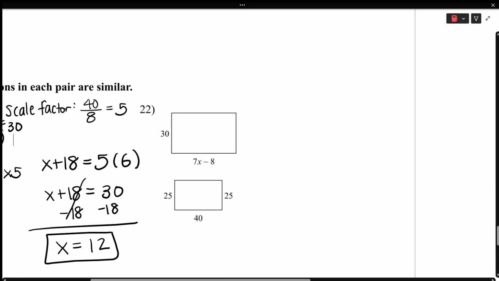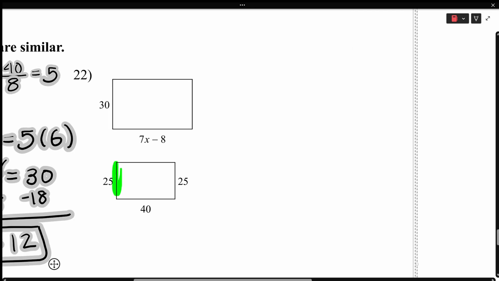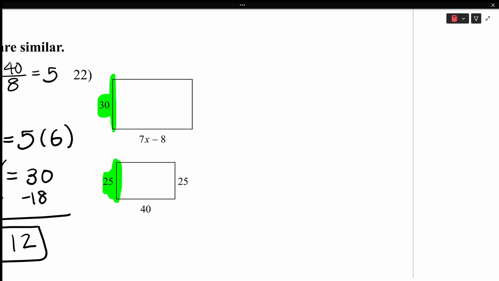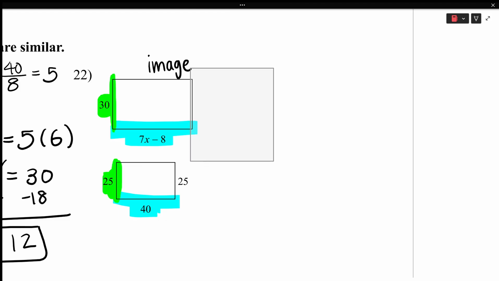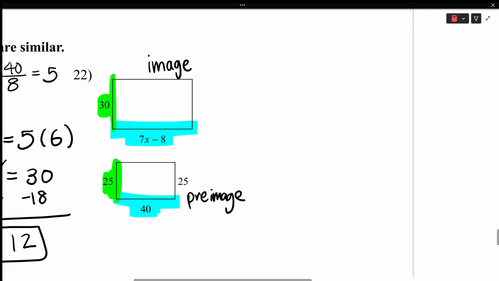Instead of doing that one, let's do number 22. Okay, same thing. I see these sides are corresponding, they match up, and I see these sides are corresponding. These sides match up. x is on the bigger shape, so I'm going to say that's my image, and the other one is my pre-image. Let's find a scale factor.